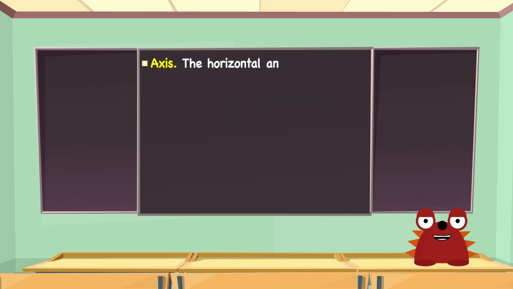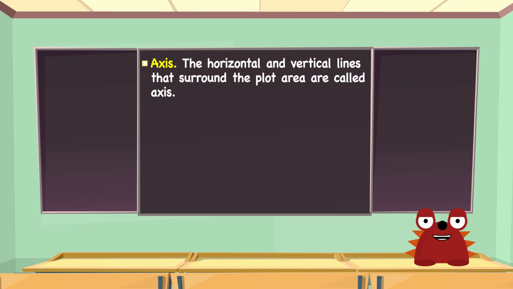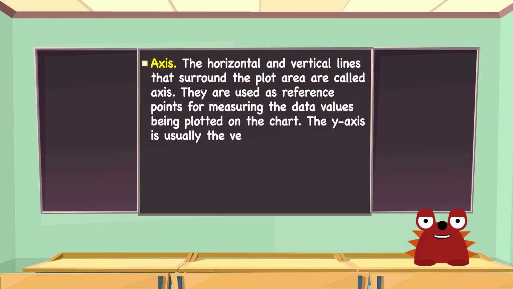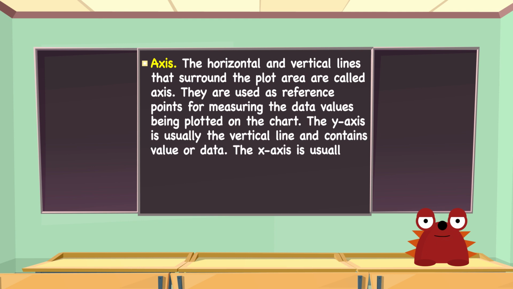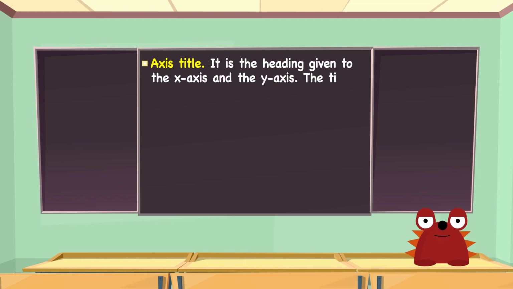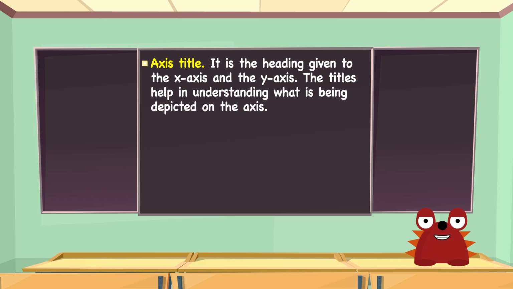Axis. The horizontal and vertical lines that surround the plot area are called axes. They are used as reference points for measuring the data values being plotted on the chart. The y-axis is usually the vertical line and contains value or data. The x-axis is usually the horizontal line and contains categories. Axis title is the heading given to the x-axis and the y-axis. They help in understanding what is being depicted on the axis.